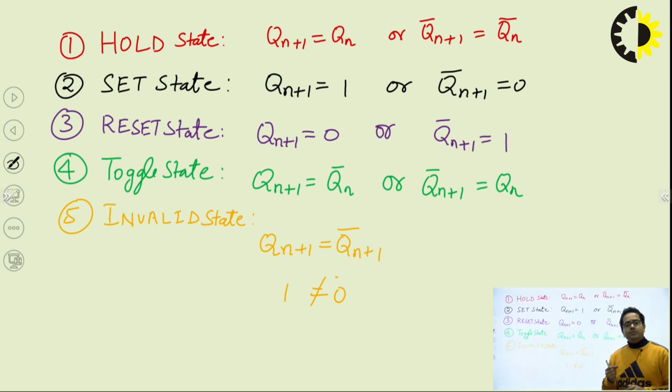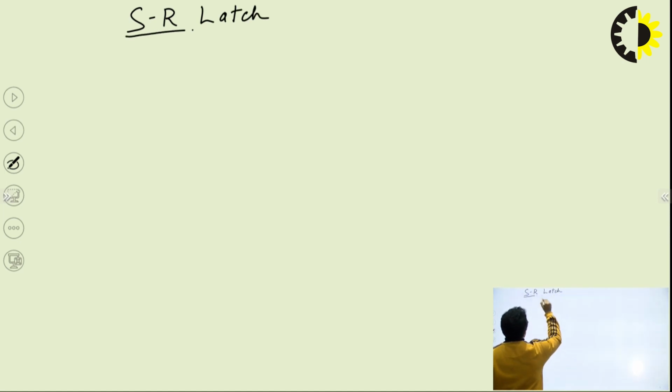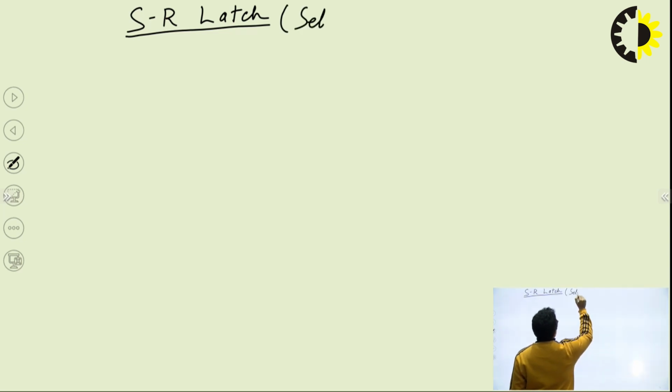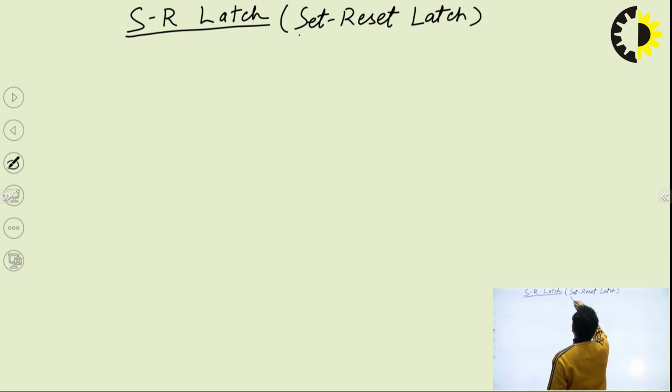The next thing about the basic latches that we are going to discuss is the SR latch. So we will discuss the basic latch, which is your SR latch. It is also called by the name set reset. S stands for set, R stands for reset. So it is a set reset latch.